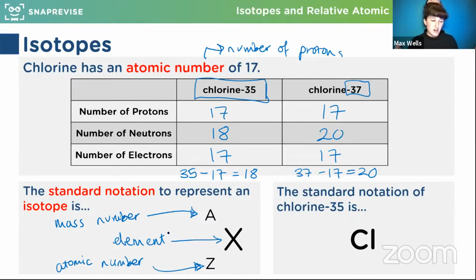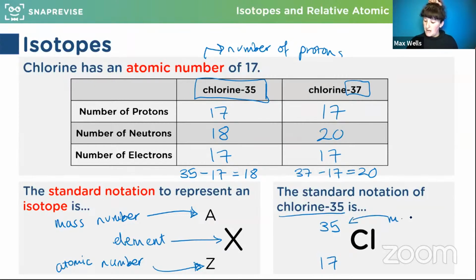That's ridiculous. So let's have a go then at doing the standard notation of chlorine 35. So if it's chlorine 35, we're going to put the mass number at the top. So we need to put 35 at the top. We know that chlorine has an atomic number of 17. So that's going at the bottom.